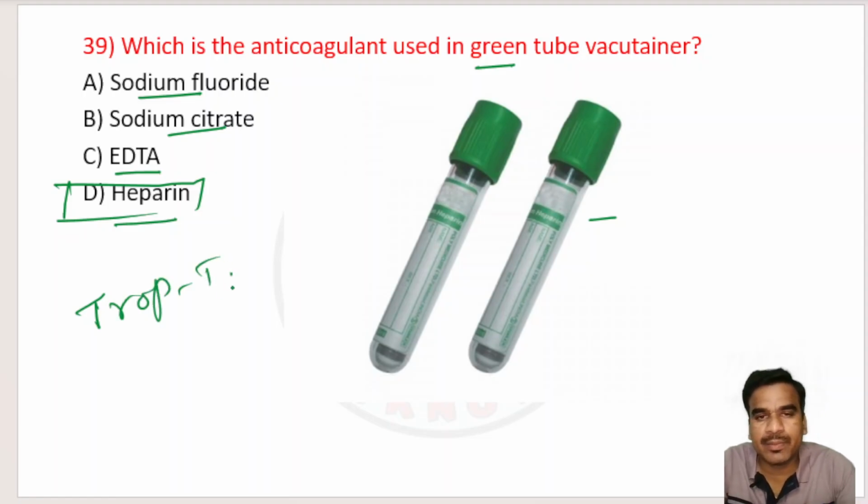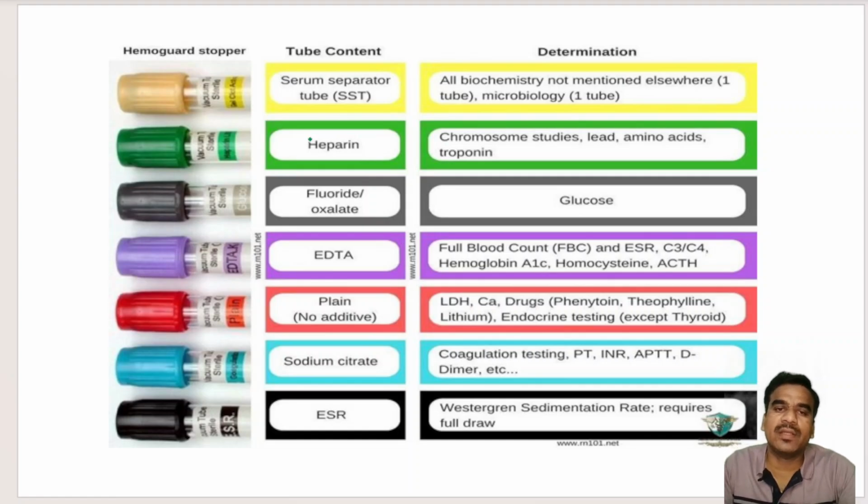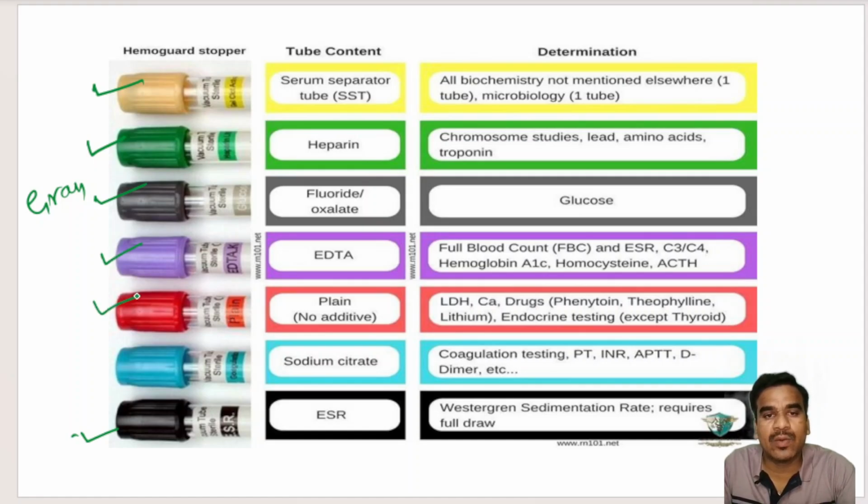I will show you one image. Here we can see this is the SST gel, the serum separator gel. Green is the heparin. This is the fluoride, the gray color one. The black one is the ESR tube. This is the EDTA. This is the plain tube, no additives.